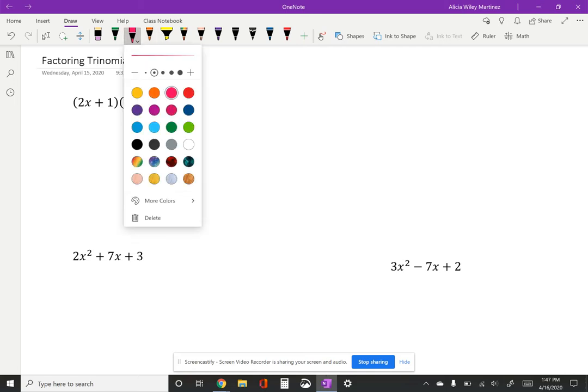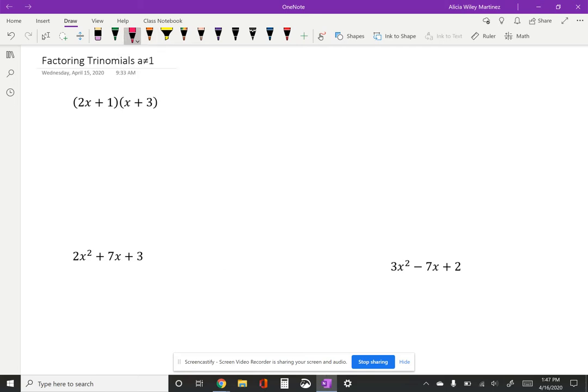So first thing I'm going to do is talk a little bit about the form of ax squared plus bx plus c. It is important to understand that a is the coefficient of x squared, b is the coefficient of x, and c is the constant value that does not have a variable. The problems that we will do today will have an a value that does not equal 1.